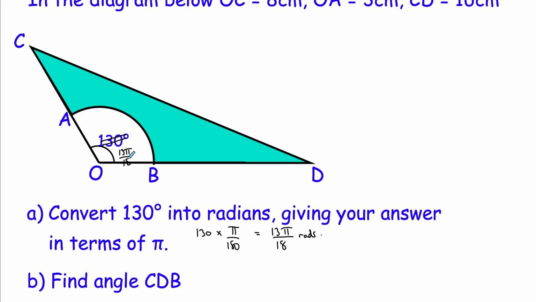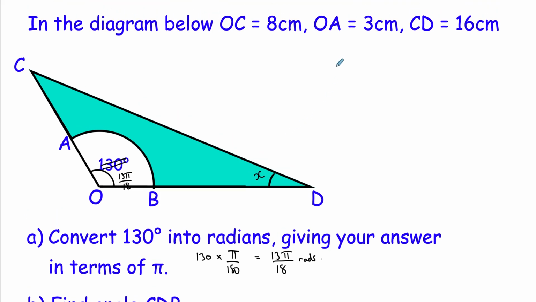It says find angle CDB. CDB is this angle here. So I'm going to call that X. We've got some numbers. We've got O to C. Let's redraw this triangle without the sector cut out first. So we've got X here. O to C is 8. C to D is 16. And this angle is 13 pi over 18.